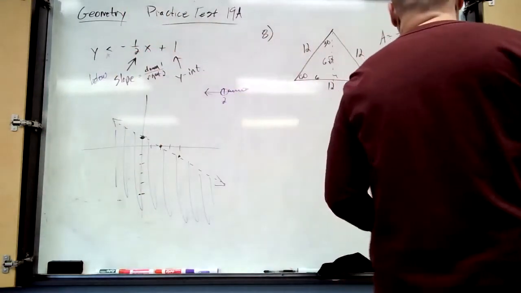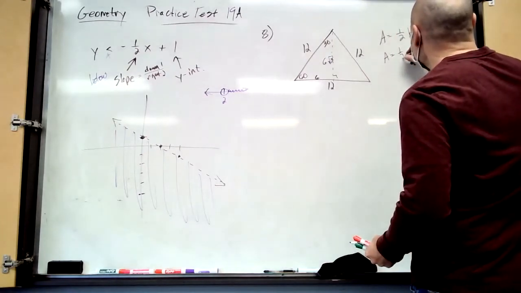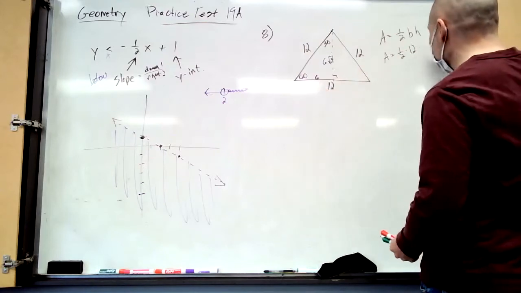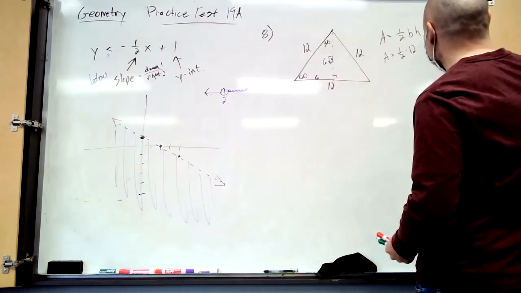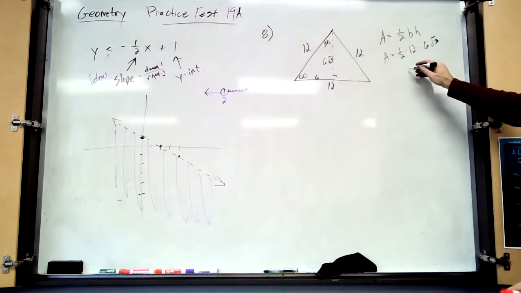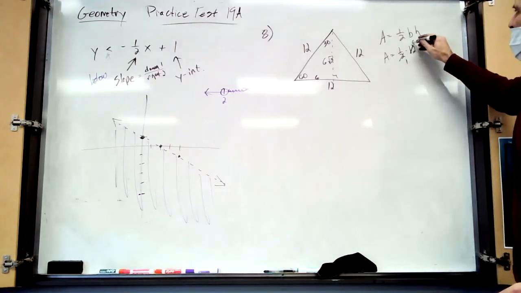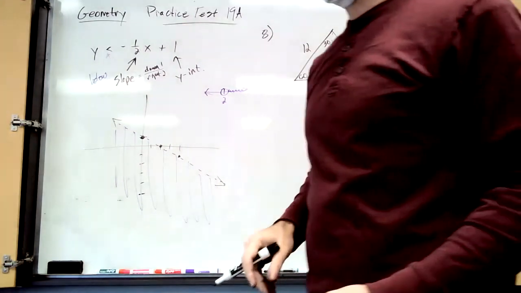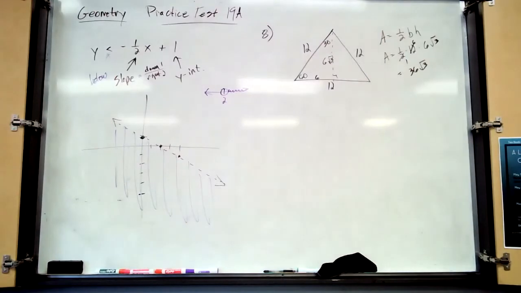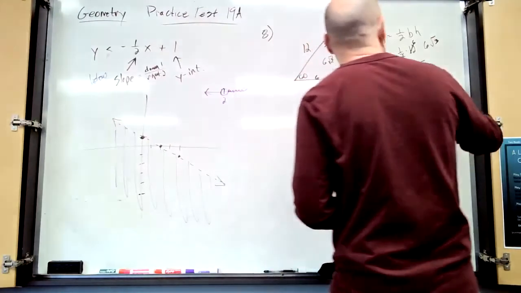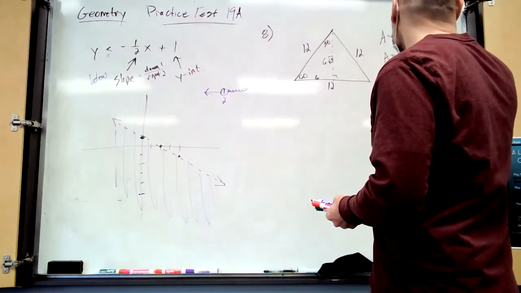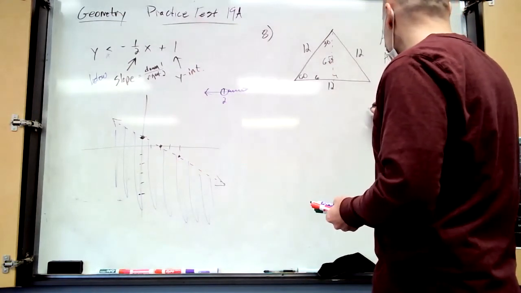All right, so this is 1/2 times base, which is 12, not 6. Remember, the base of the triangle is 12, and the height is 6 radical 3. So I'm gonna simplify this a little bit, so I get 36 radical 3. Now, it doesn't say to round or anything, so you can just leave it like that if you want, or you can multiply it out. But this is, what is it? Feet, so square feet.